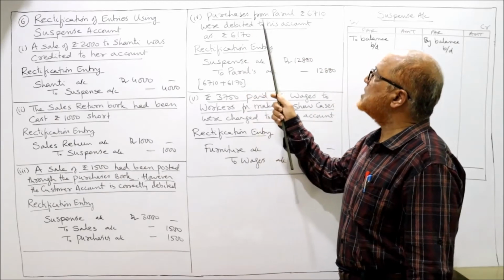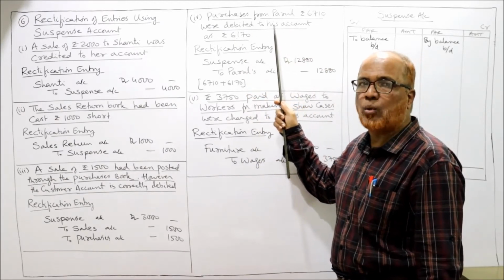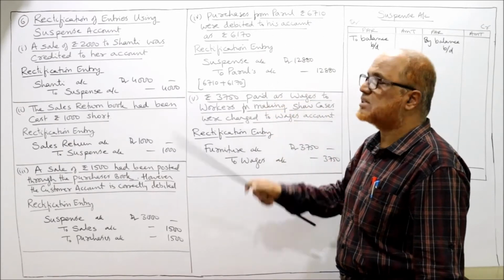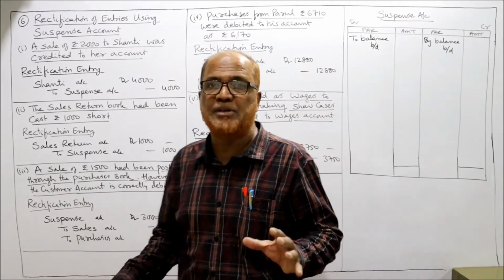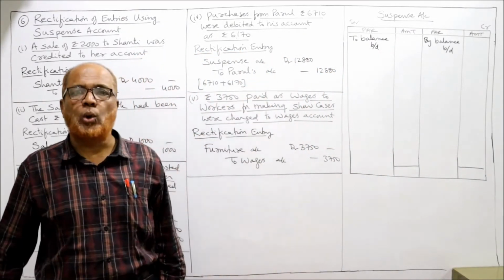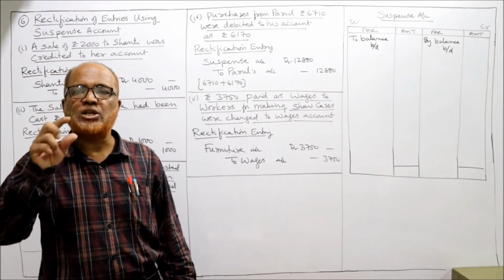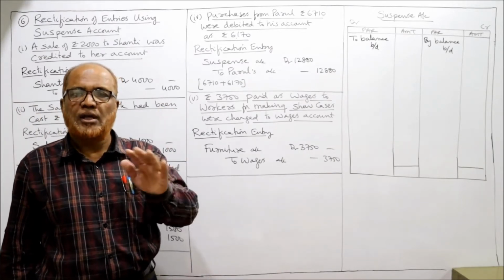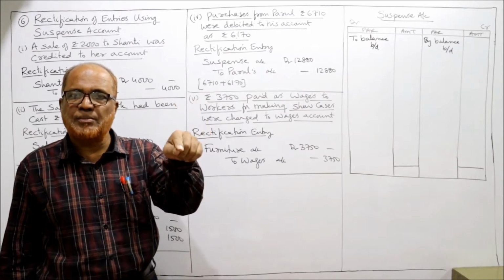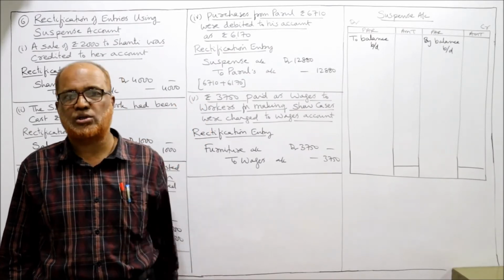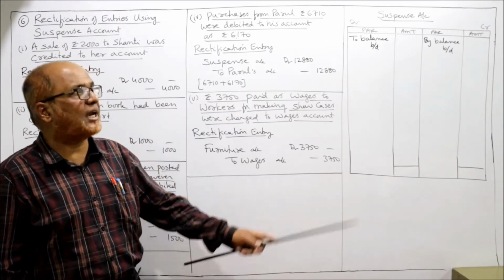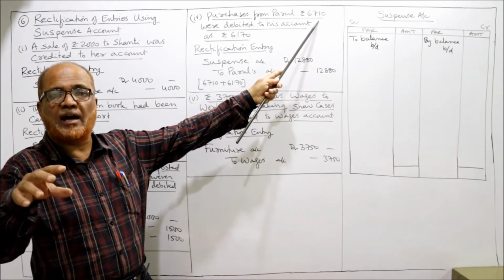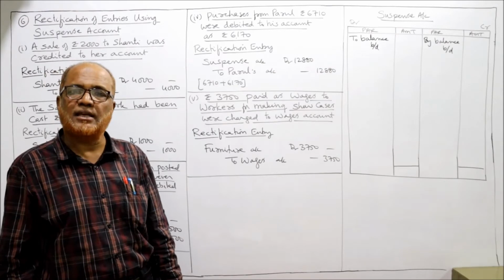Now fourth error. Purchases from Parul. Rupees 6,710 were debited to his account as 6,170. Carefully you see, it's a very big mistake. Purchased goods from Parul, so the journal entry will be purchases account debit to Parul account. There is no mistake in purchases. There is a mistake in Parul's account, that party's account. Actually, Parul's account should have been credited by 6,710. But by mistake, the accountant has debited.